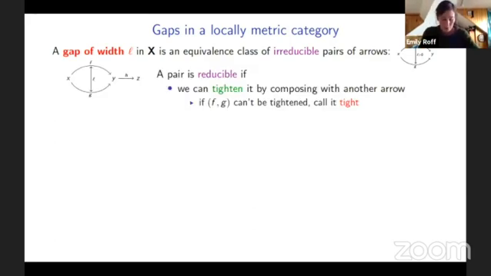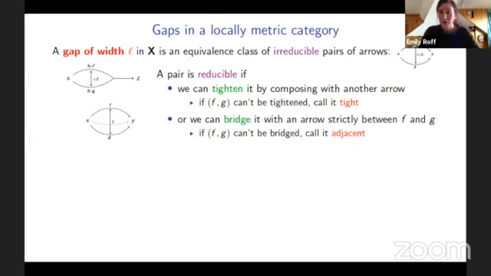So perhaps we've got f and g from x to y, and perhaps it's the case that there exists some h from y to z, such that when we compose it with f and g, it reduces the distance between them. So the distance from h after f to h after g is strictly less than the distance from f to g. In that case, we're going to say that h tightens f and g from the right, and equally if there's some k that composes with f and g from the left to reduce the distance between them, we'll say that k tightens f and g from the left. And if there is no arrow in X that can tighten f and g from the right or the left, we'll call that pair tight.